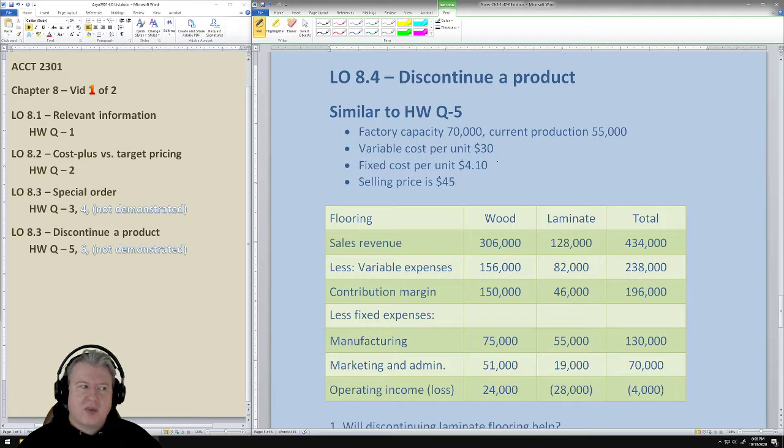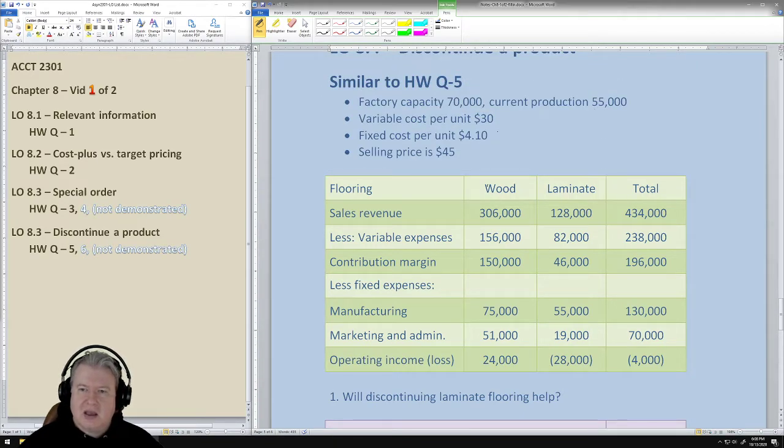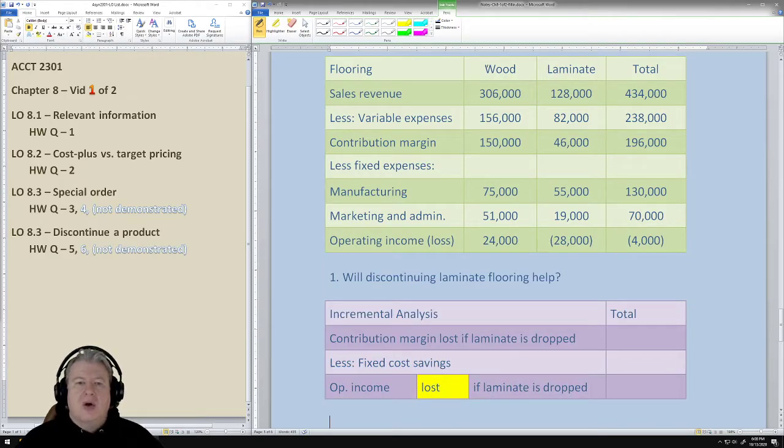So here we've got a factory capacity of 70,000, production, variable costs. Okay, so a bunch of this stuff. And we have a set of information about flooring. I actually think this is left over from the other one. We have two product lines, a wood flooring and a laminate flooring. And you notice we've got sales revenue for each, the variable expenses for each, and the contribution margin for each. So remember, these are by category.